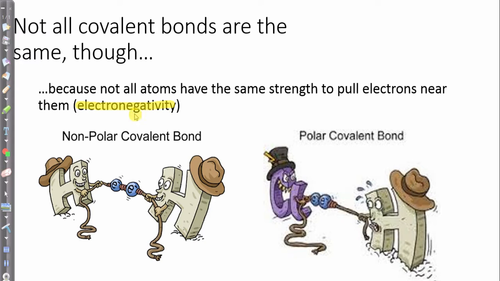Different than here, chlorine is a very good electron puller. It's very electronegative. Therefore, while they are technically sharing a pair of electrons, the chlorine atom is able to pull the electrons closer toward it, and that's called a polar covalent bond, and that's important, as you'll see in one second.